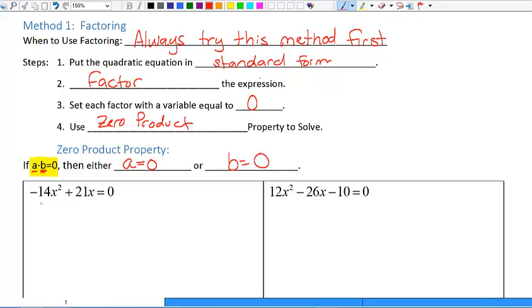So look at the first one, negative 14x squared plus 21x equals 0. Step 1, is it in standard form? Well, sure it is. All of the terms are on one side and it does equal 0. Now I see that there is a term missing, but it is in standard form because all of the terms are on one side. Second, factor that expression.